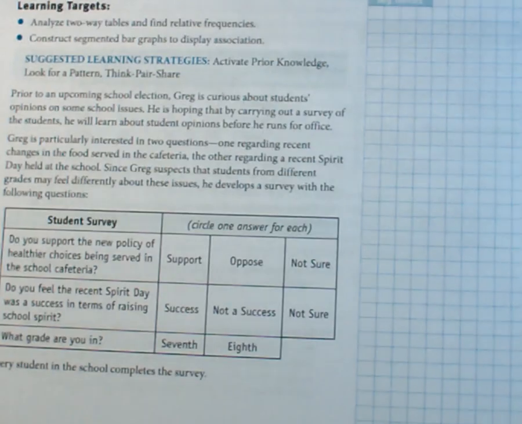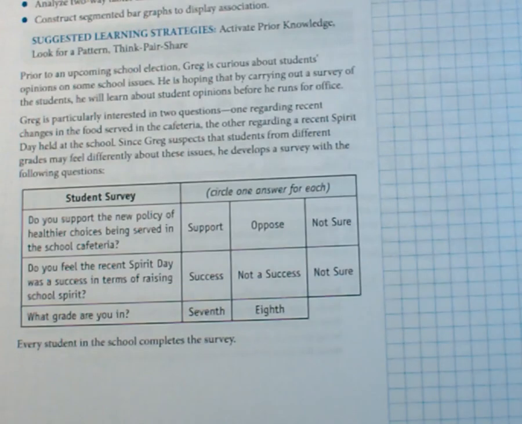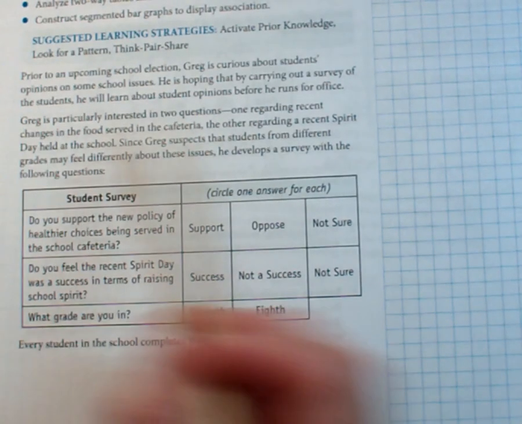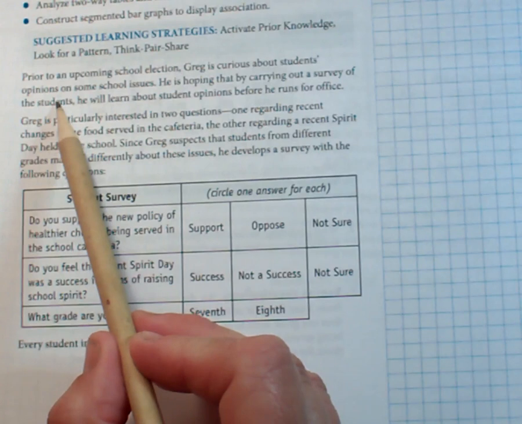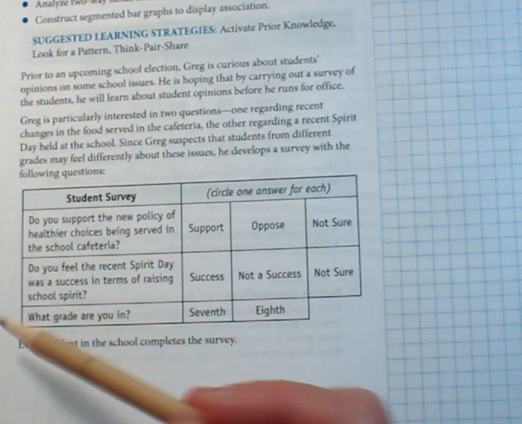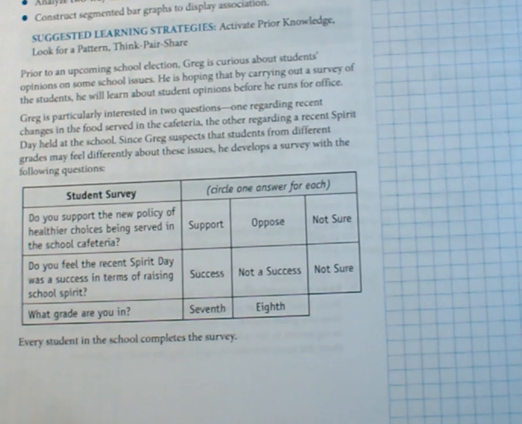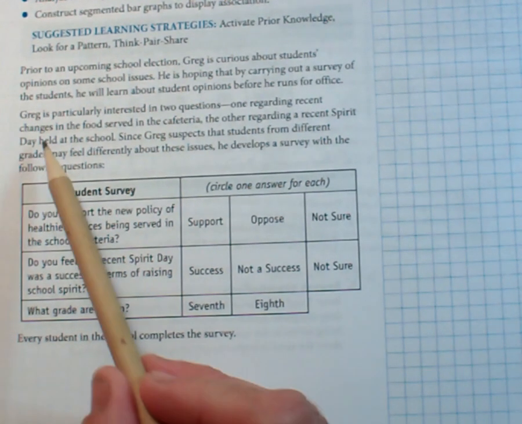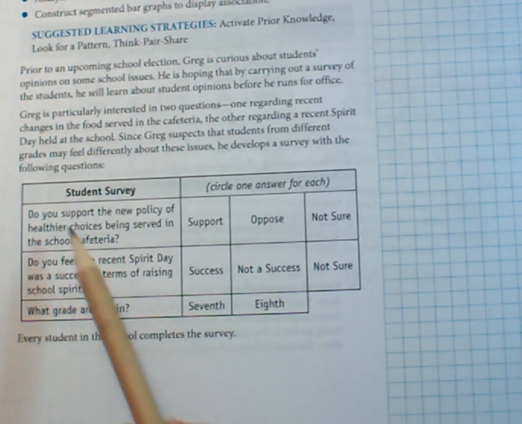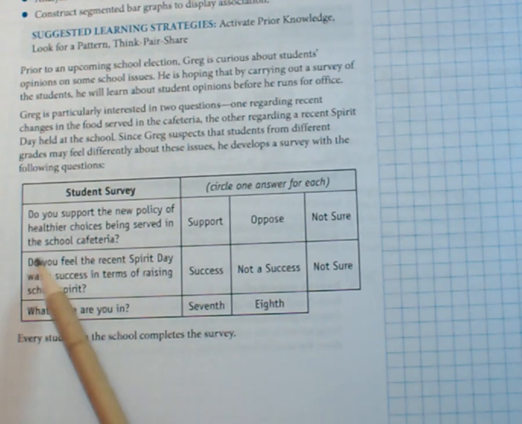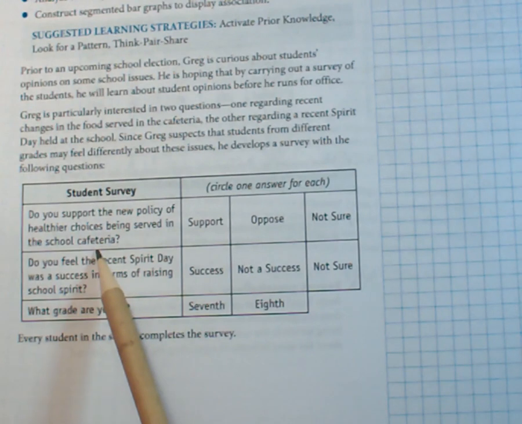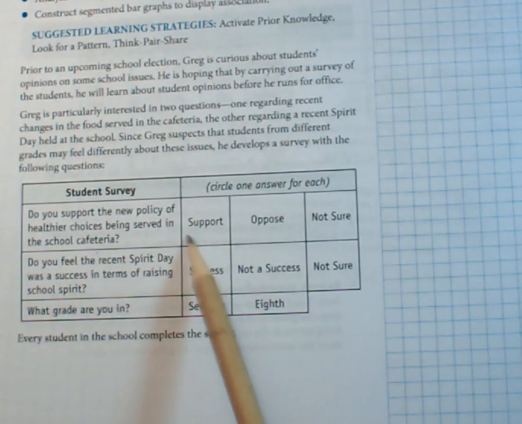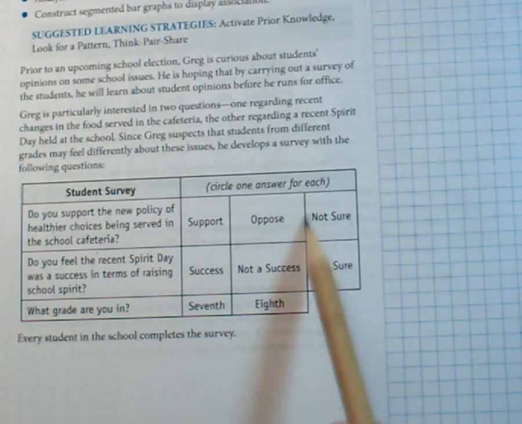So here we're looking at a situation. Greg is curious about students' opinions. So he's going to do a survey, and this is the survey he's come up with. He's going to hand these out. People are just going to circle them. And he's asking two questions. One is, do you support the new policy for healthier choices being served in the school cafeteria? And he's letting them have three options. So there's either support, oppose, or not sure.